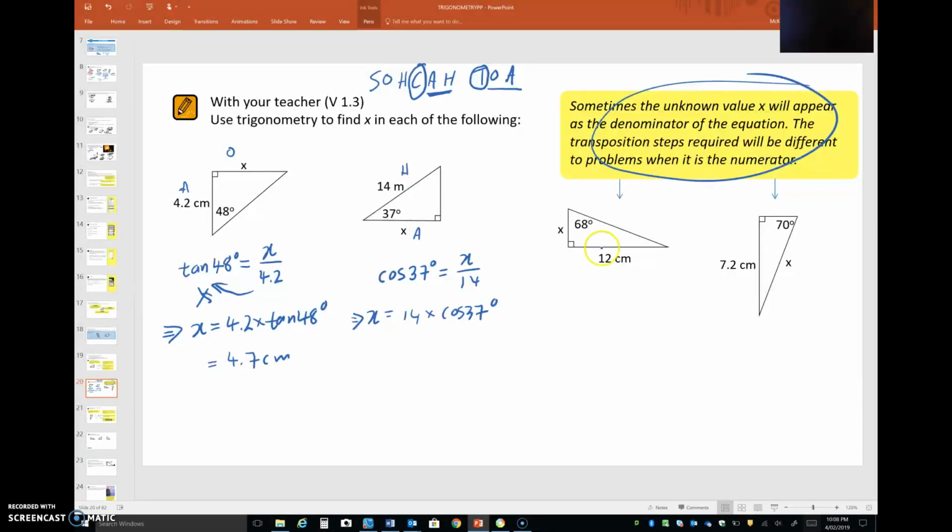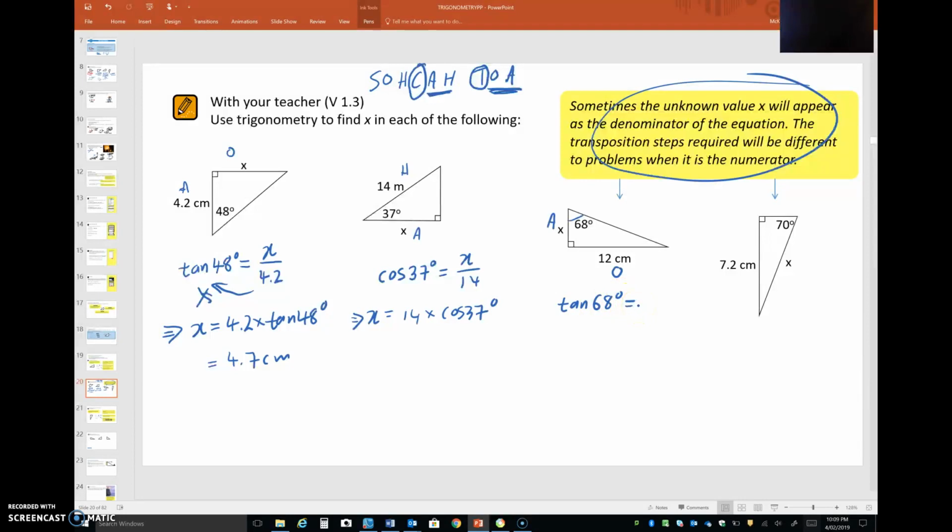Okay, so with this one, we just proceed in the same way. Here's our angle over this side. This is opposite, and this is the adjacent. So we're going back to using tan, opposite and adjacent. All right, no worries. So we just proceed as usual. Tan of the angle 68 equals.